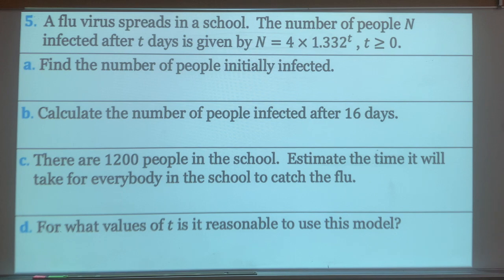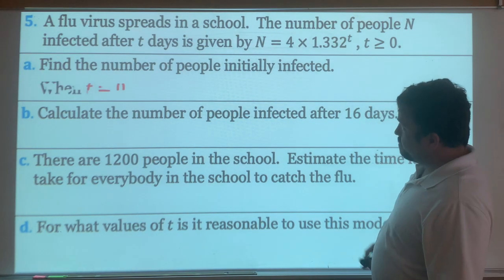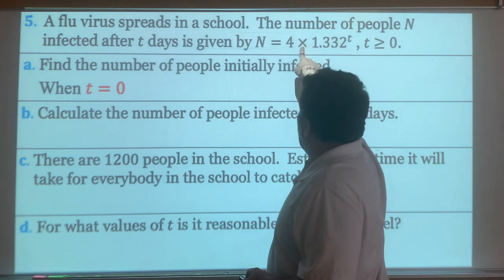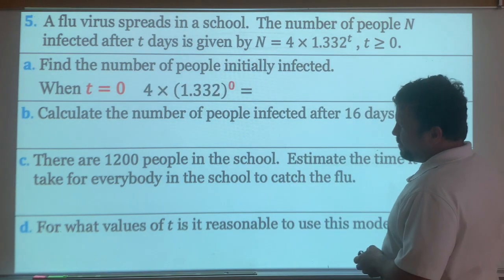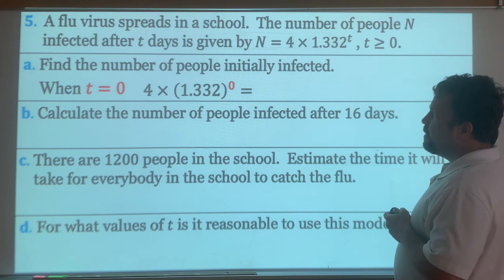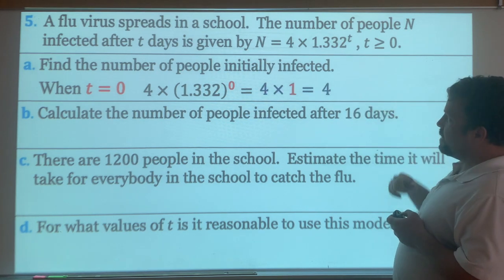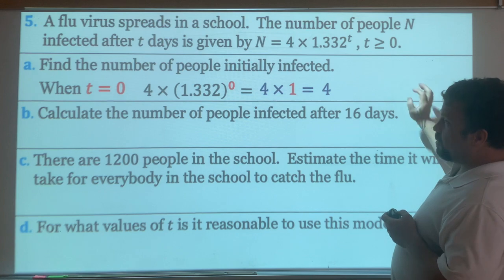Initial number of people infected. We should be good at this now. That's when T equals 0. Initial, right? 4 times 1.332 to the 0. 4 times 1 is 4. So there are 4 people initially affected.